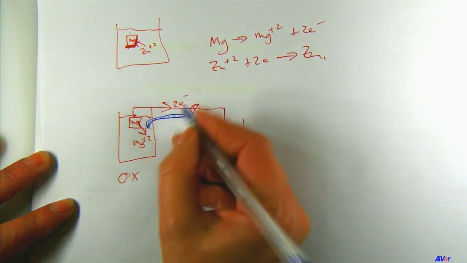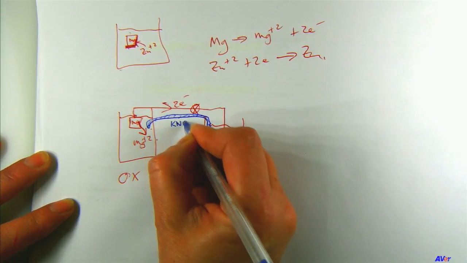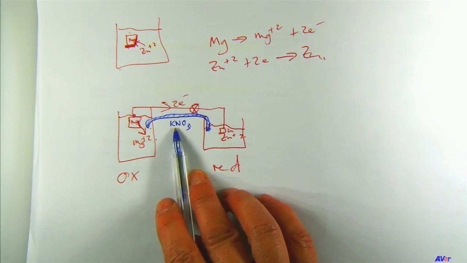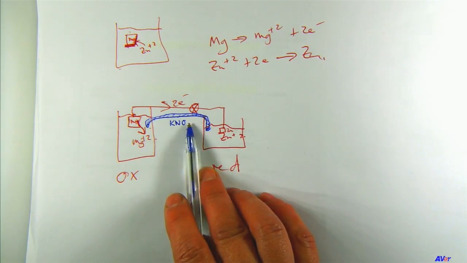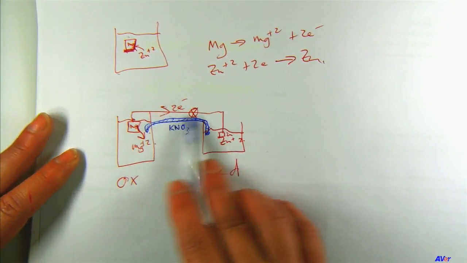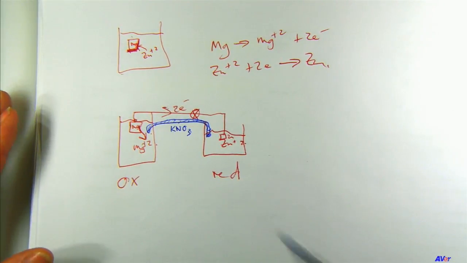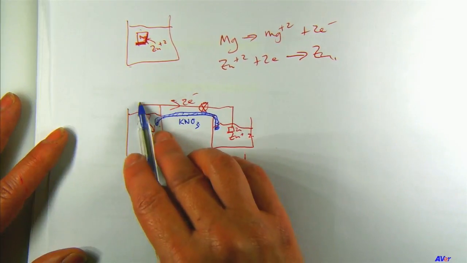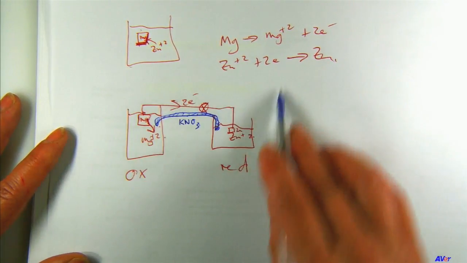And the solution we put in there is potassium nitrate. Why do we use potassium nitrate? Potassium is always soluble and nitrate is always soluble, so you don't get stuck with a lot of precipitate in there. They're both soluble. So you get on the one side the magnesium and on the other side the zinc.